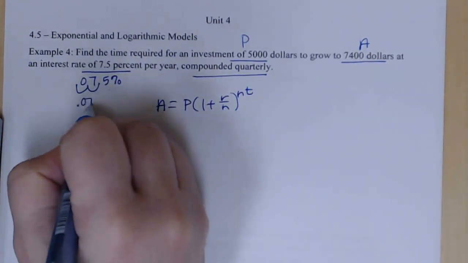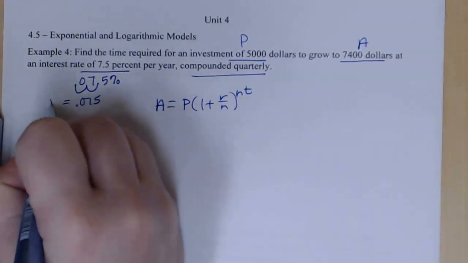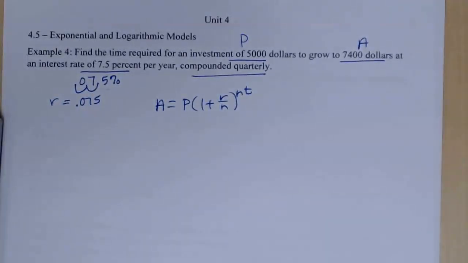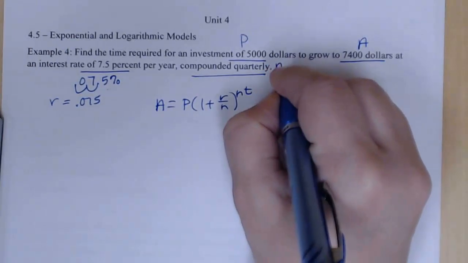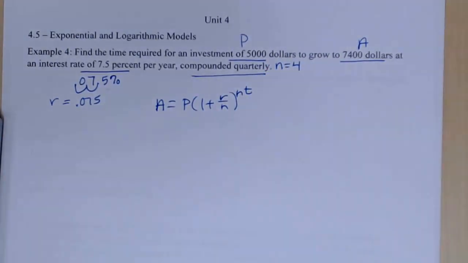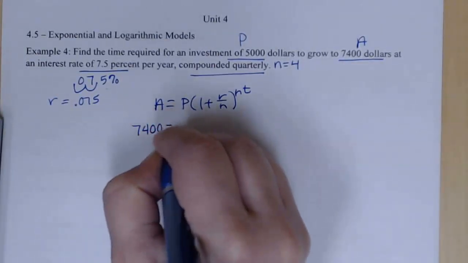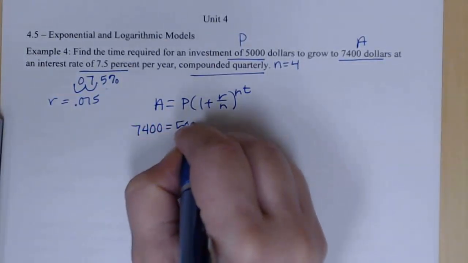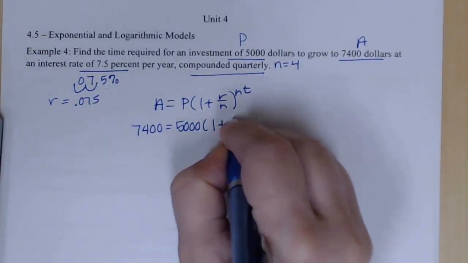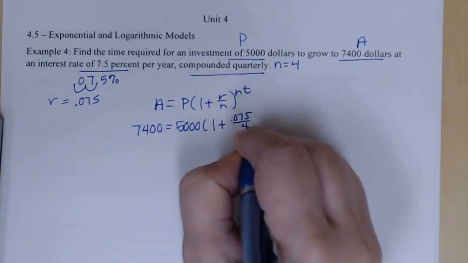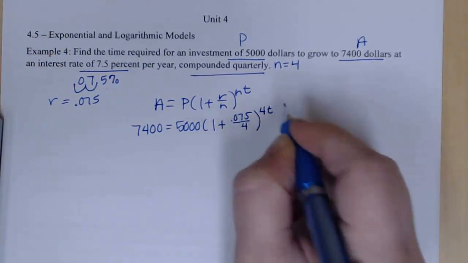So we're going to use 0.0575 for our R. Compound it quarterly, remember that's your N, and that's your N to be 4. Go back and revisit that very first section if you need more explanation going back into those variables. So I'm going to plug in everything that I know. So I get 7,400 equal to 5,000 times (1 plus 0.075 over 4) to the 4t.